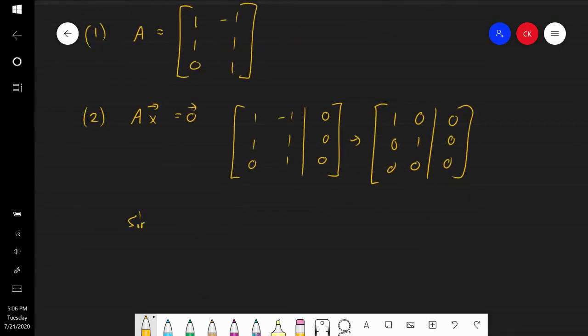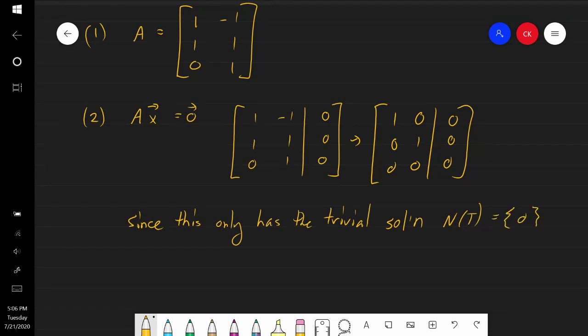So let's write that out. That is the only vector in the null space, and therefore the nullity in this case is actually 0, is the way that we describe that. So now let's do the range.